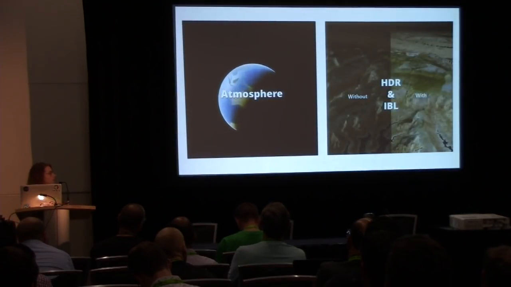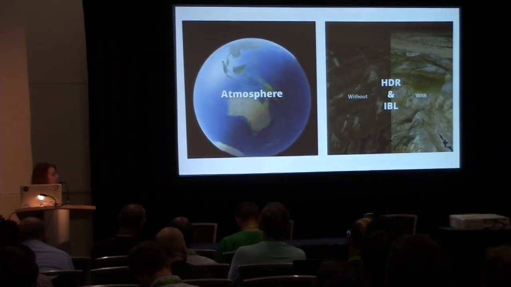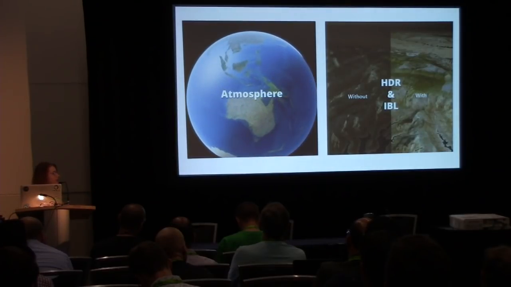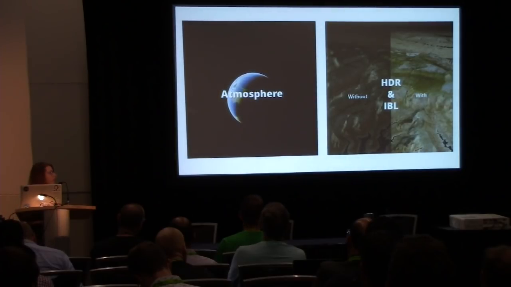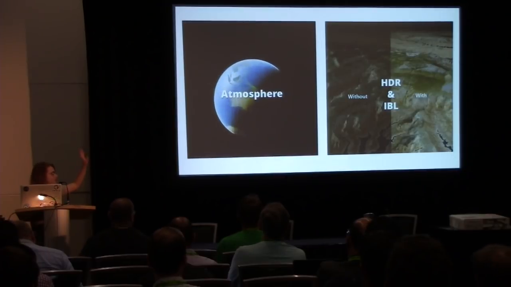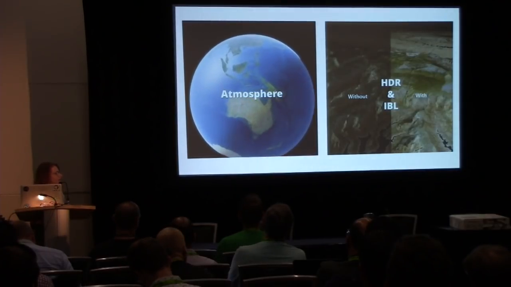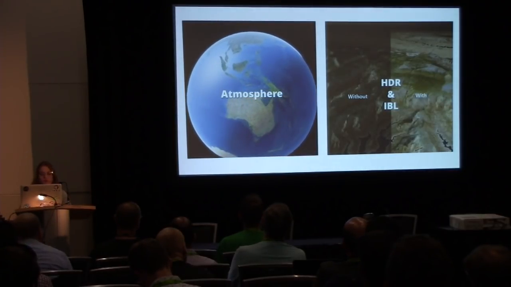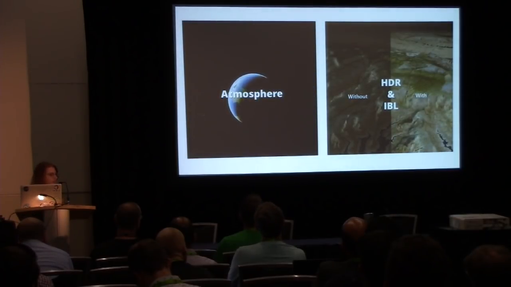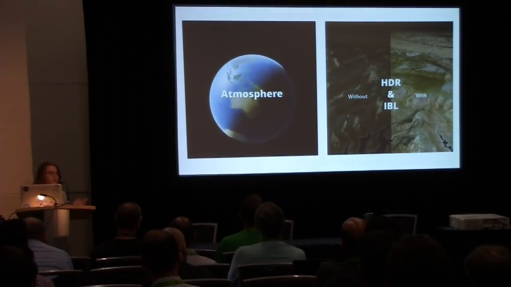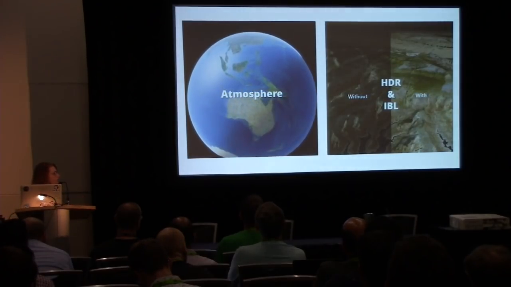We've also been working on some atmosphere improvements, which you can see on the left, and also some high dynamic range and image-based lighting. Here's an example of HDR. On the left, the night scene is a lot darker, and on the right, it's a little bit brighter. What high dynamic range allows for is values of the light to exceed 1, so you can have much brighter values, and then it's scaled back down for rendering.